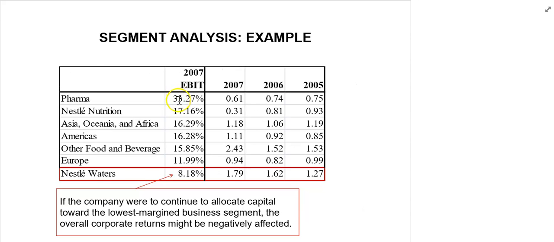The 7 segments of Nestlé have been ranked here based on their EBIT margin, with Pharma having the highest EBIT margin of 33.27% and Nestlé Waters having 8.18% EBIT margin. The ratio of Nestlé Waters' capital expenditure proportion to total asset proportion is consistently higher than 1 and increasing over the 3 year period. This shows that Nestlé is increasingly investing in Nestlé Waters. However, its return is relatively lower compared to other segments. If Nestlé continues to allocate capital towards such lowest margin business segment, the overall corporate returns may also be negatively affected over the long run.